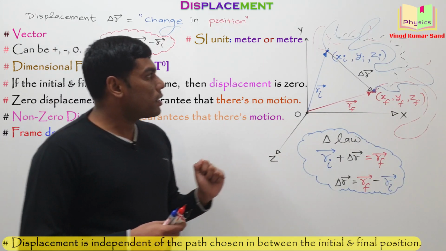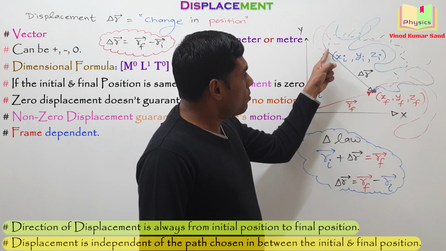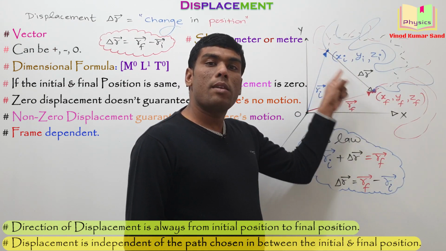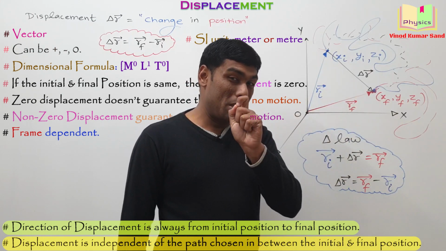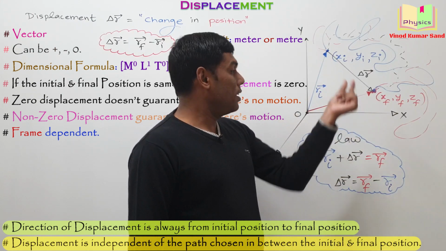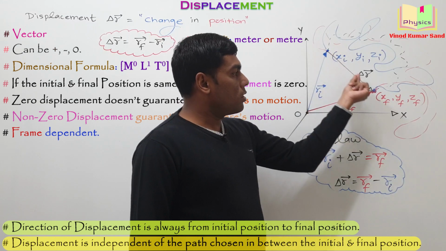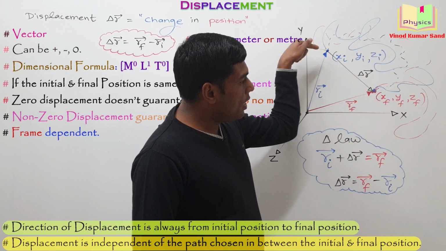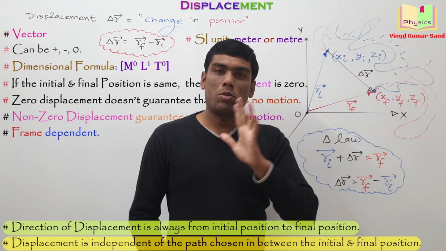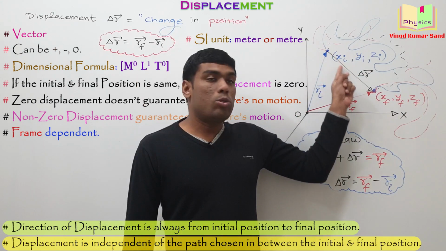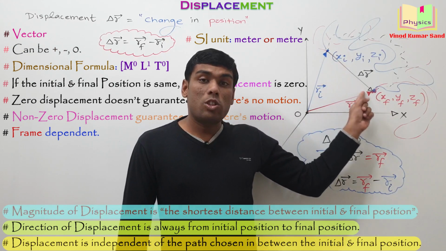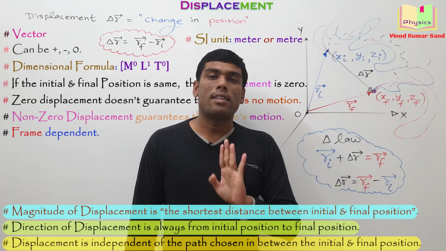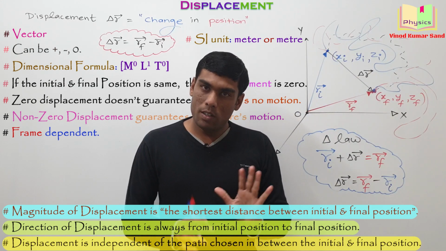Next important point, the direction of displacement will always be from initial position to final position. The word displacement means what? Change in position. Initially you are at this position, finally you reach this position. So the displacement will always be directed from initial position to the final position. The magnitude of the displacement is the shortest distance between the initial and the final position.